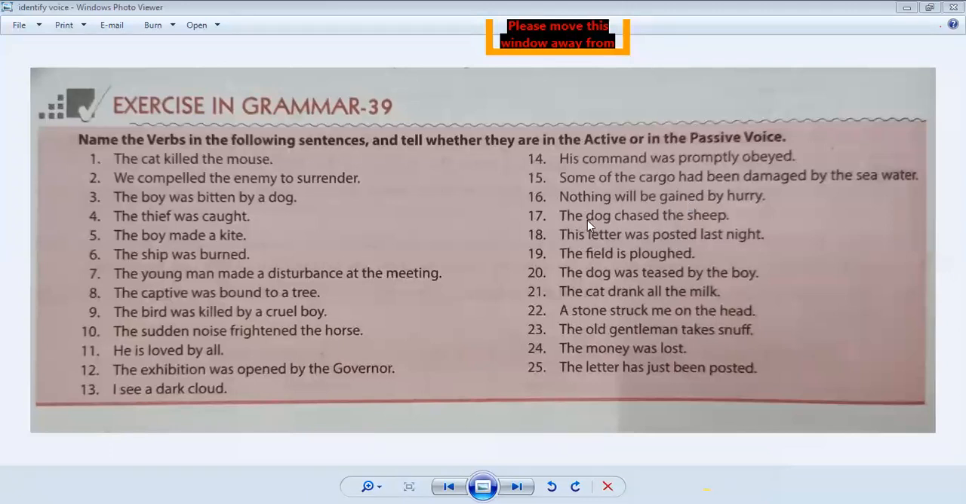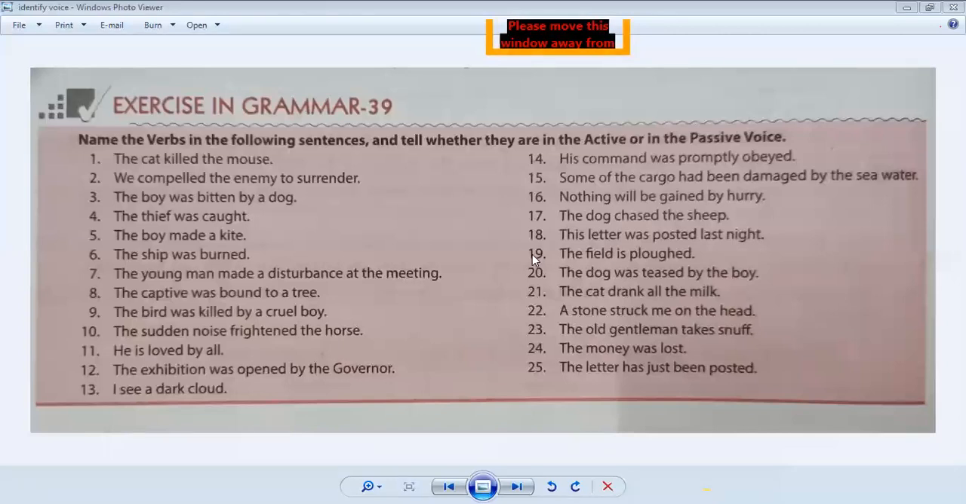17th one. The dog chased the ship. Active voice. Who is chasing? It is active voice. This letter was posted last night. This is passive voice because somebody posted the letter. Okay, letter did not post itself. कोणीतरी post केलं letter ला. So this is passive voice.